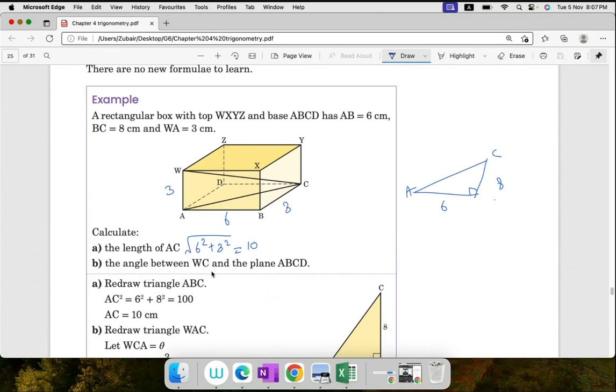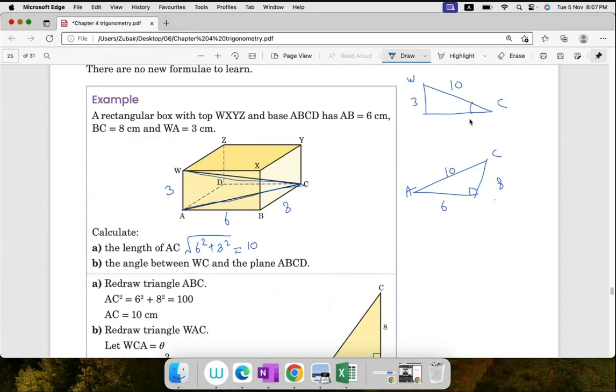B part says angle between WC and plane ABCD. Now realize that WC is at an angle, and if we need the angle between the plane, which is at the bottom, and WC, I can use the length AC. AC is already 10. So this is W, this is C. WC is 10. Height is already given, 3. So out of this 3D shape, we always extract our required 2D shape.